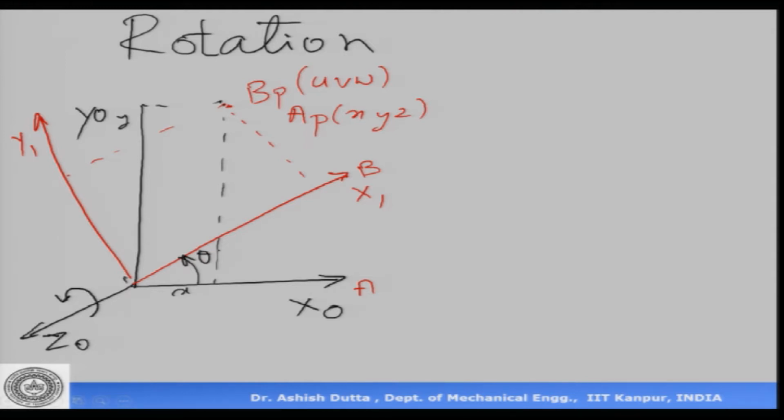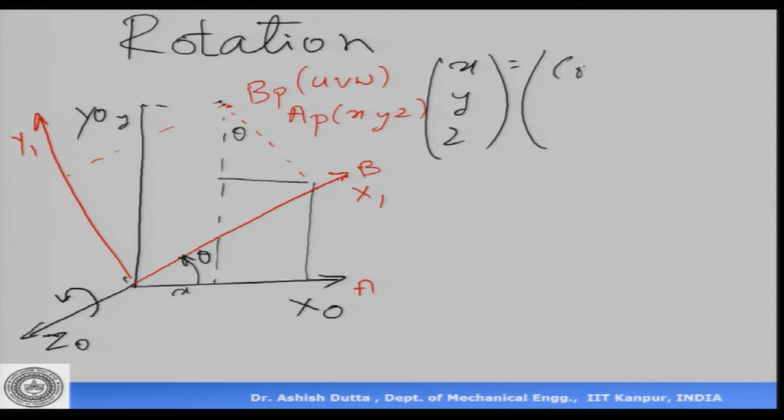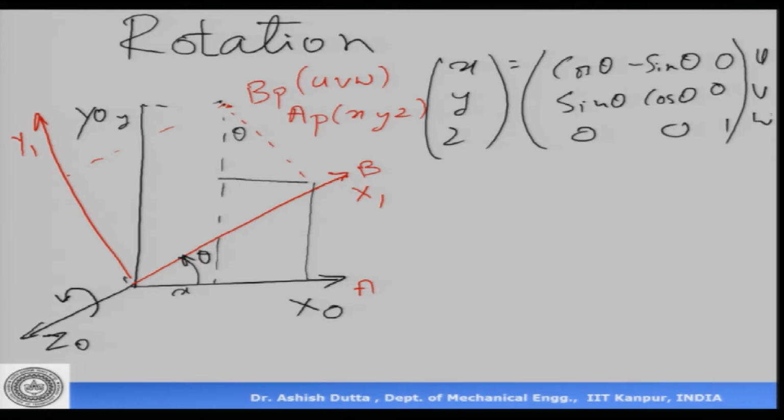Okay. And in the last class we did find that if I want to find the relationship between A and B, the relationship between x, y, z and u, v, w, how do we do that? We can very easily find from geometry. So, we make this geometrical construction, and from here we can derive that x, y, z in matrix form is equal to cos theta, minus sin theta, 0, then sin theta, cos theta, 0, 0, 0, 1, and here is my u, v, w. So, in the last class we had seen that this matrix is called the rotation matrix, and it is expressed as rotation about z by an angle theta.